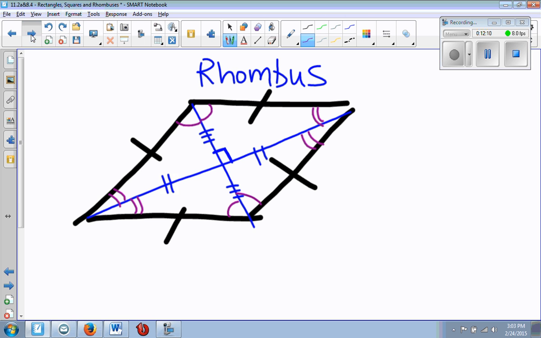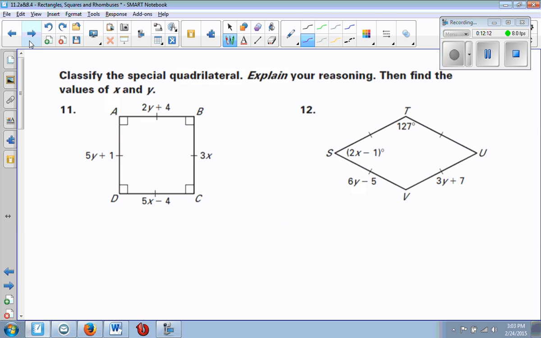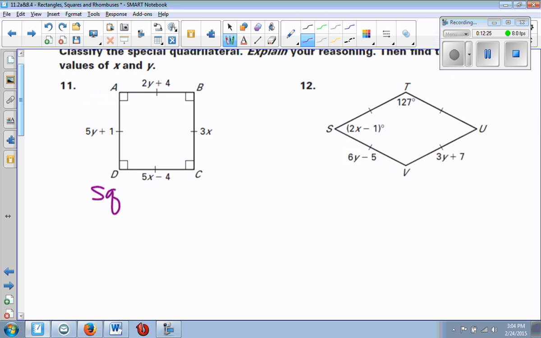In the next part, number 11 here, it says classify the quadrilateral first and then find x and y. So the first thing I notice is I've got 4 congruent sides and 4 right angles, meaning that this is a square. 4 congruent sides, 4 right angles means a square.